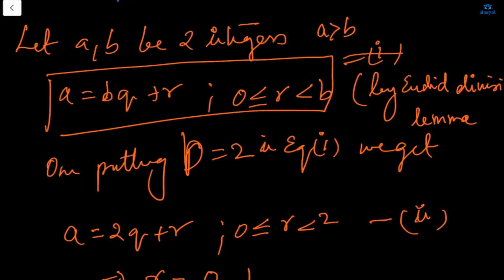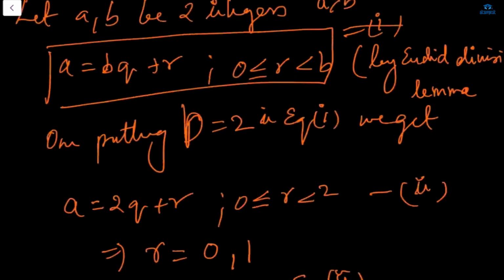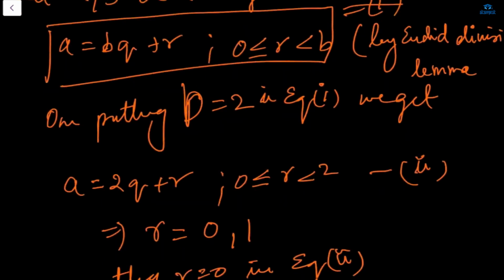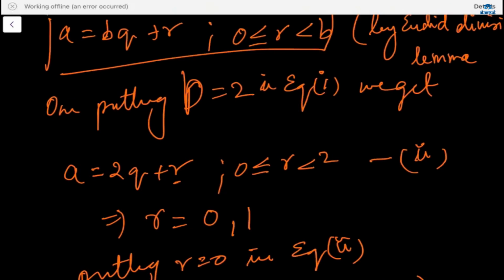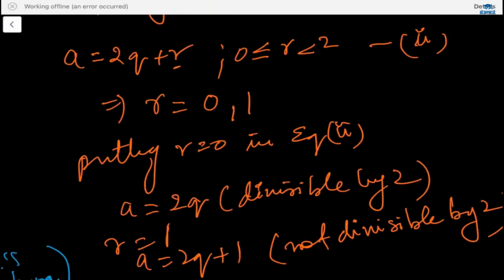Now we are putting the value of b as 2 in the equation. The minimum value of b we are putting; if you put 1, the value of r will become 0 indirectly. So with b as 2, you'll get a is equal to 2q plus r, and r will be greater than or equal to 0 but less than 2. So r will have two values, 0 and 1. One by one, I am putting the value of r in the equation.